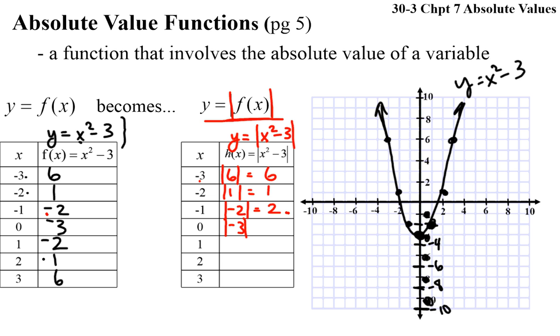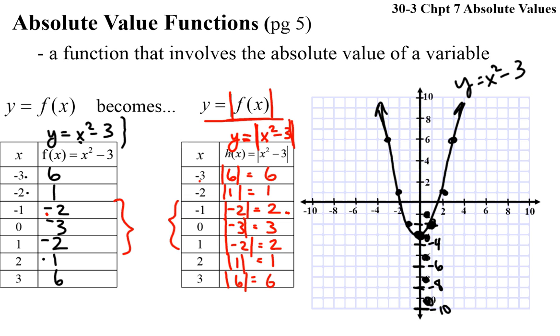0 gives the absolute of negative 3, which is 3. 1, absolute of negative 2, which is 2. 2 is back to being a 1, which is just 1. 3 squared, subtract 3 is 6 again. So some of the values don't change, but these negative y values, because our y is now absolute, my negative y values became positive y values.